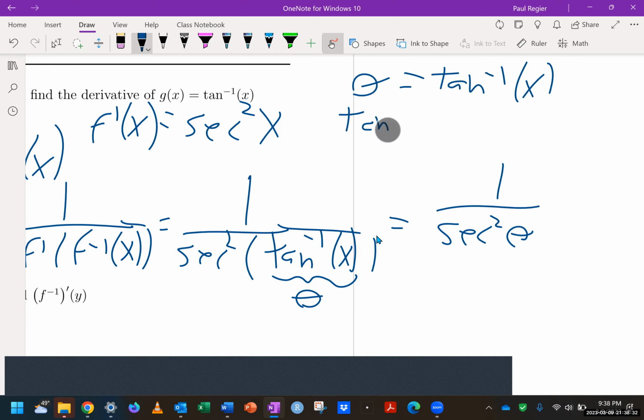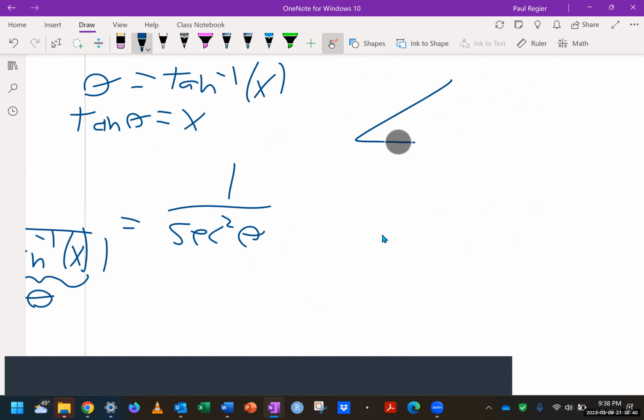So tangent of theta equals x. Now we can make a triangle. So triangle says, here's my theta. Tangent is adjacent over hypotenuse. That's x over 1. No, that's not tangent. Tangent is opposite over adjacent. So we got x over 1 like that. So this is the square root of 1 plus x squared, according to our Pythagorean theorem. So now we know our relationship between theta and our angles.